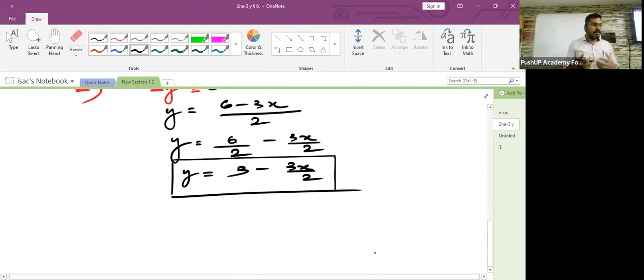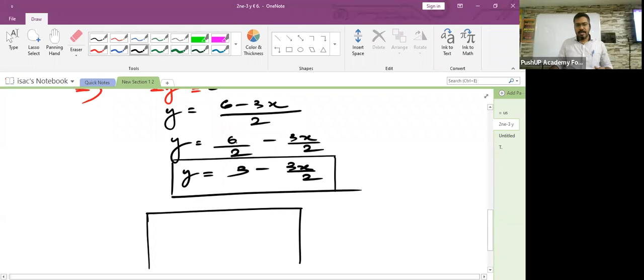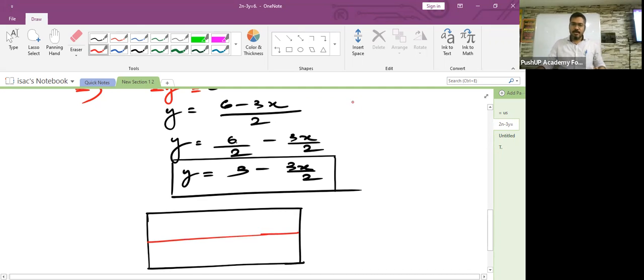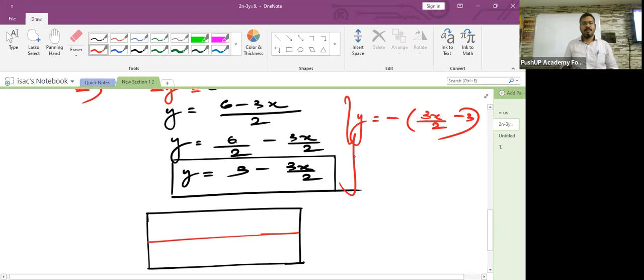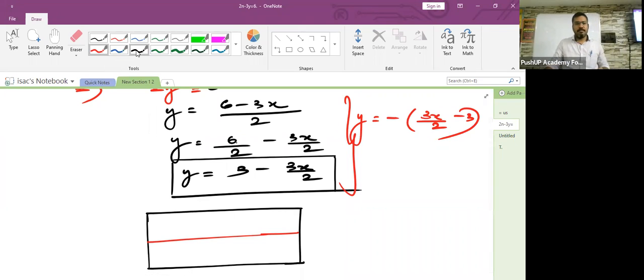Now let's start preparing the table for this. Animesh, any doubt? There's some method, right, which we can convert 3x by 2 minus 3. Can we make it like that? Then you'll have to take the minus sign common. But no need to do that, Animesh. Okay, I'll just show you, since you have asked me out of curiosity. Y is equal to 3 minus 3x by 2 can be written as minus of 3x by 2 minus 3. This way you can write it. But I will never recommend you to do this. Okay. Yes, sir.